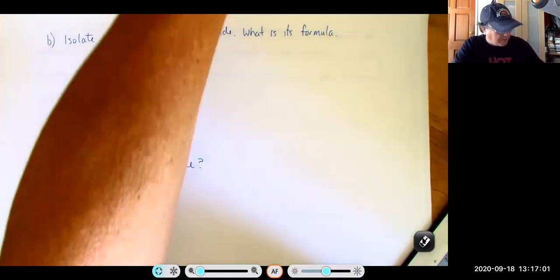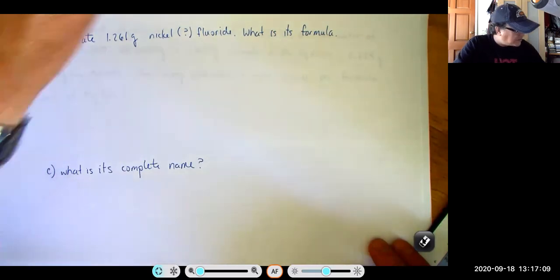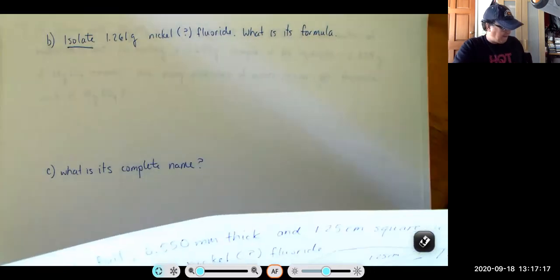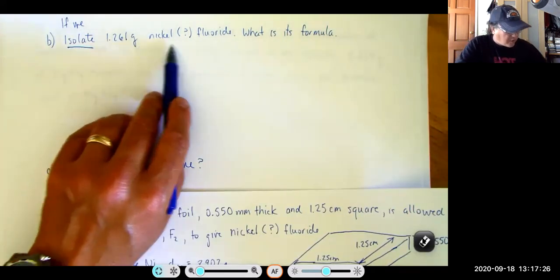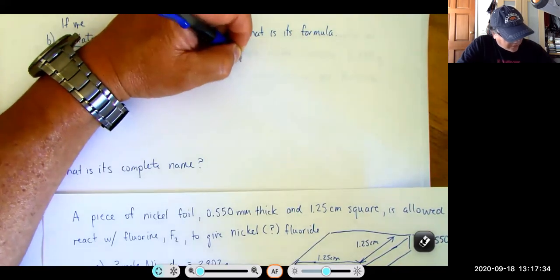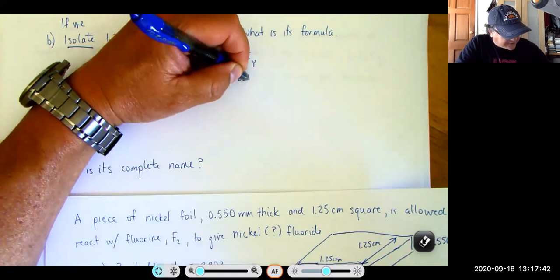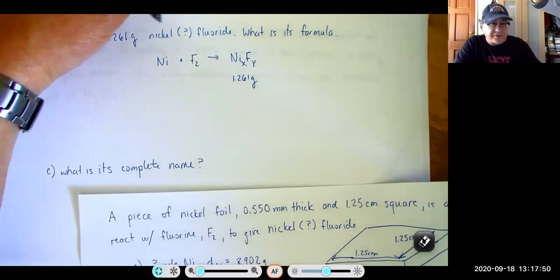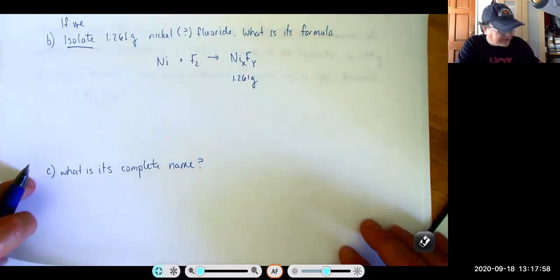This is a continuation of the problem. I'm not sure what this means. I must have written down the question incompletely. Let me think of this here. Okay, this is if we isolate 1.261 grams of nickel fluoride. So that means you take your nickel, you take your fluorine, and you get this nickel fluoride, and you don't know what the formula is. And you get 1.261 grams of this stuff. And you start off with a mass of nickel. What is its formula? So this is basically a formula from combining masses. And then what is its complete name?